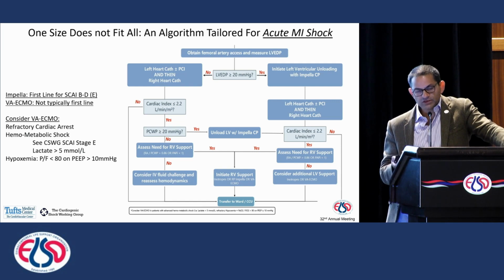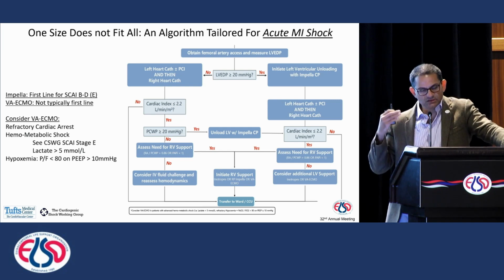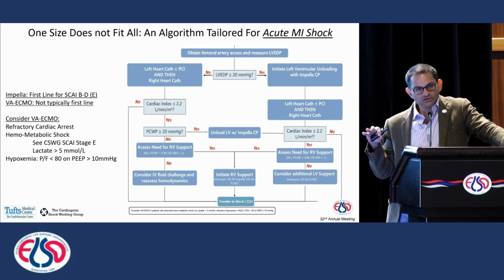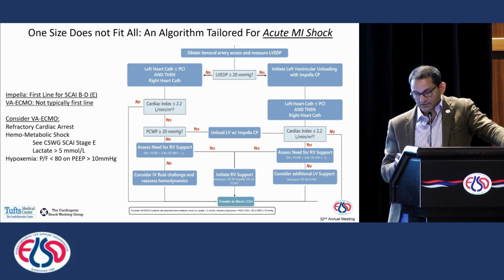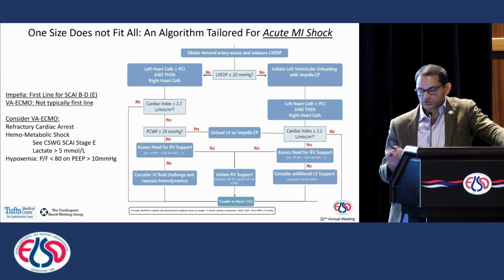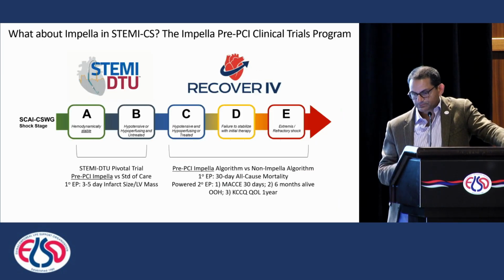But VA ECMO we consider for patients who have refractory cardiac arrest, and for patients with hemometabolic shock. What we mean by that in our algorithm is that as soon as your lactate climbs above 5, we begin to look at VA ECMO first, with an unloading strategy to protect the myocardium and mitigate any myocardial injury related to VA ECMO. And then, of course, hypoxemia, which is where VA ECMO makes a lot of sense.